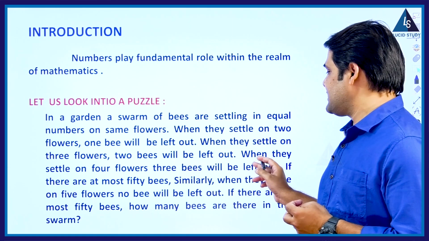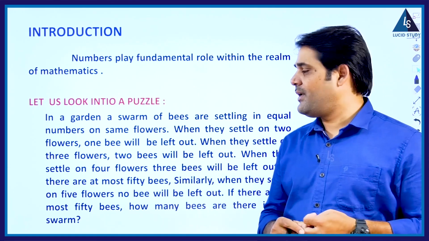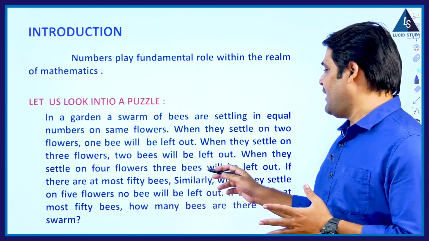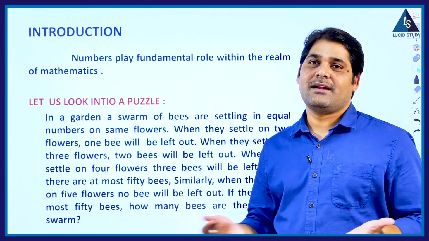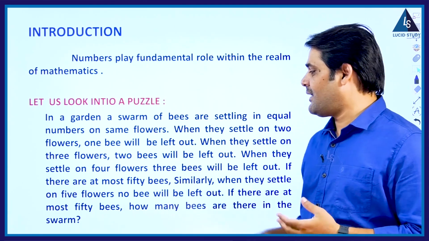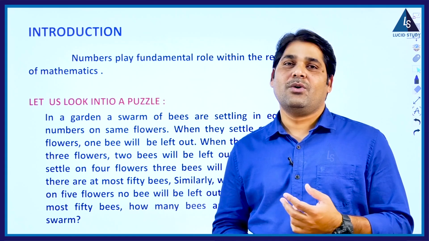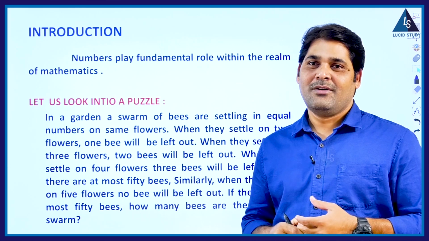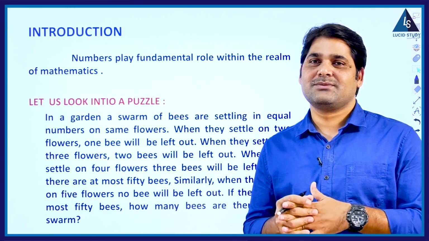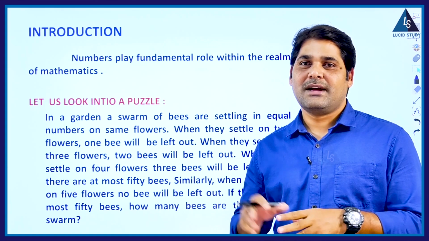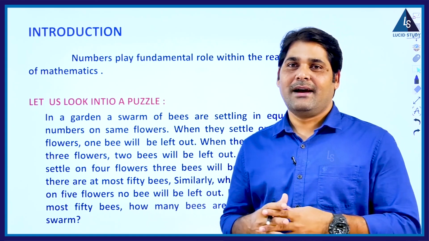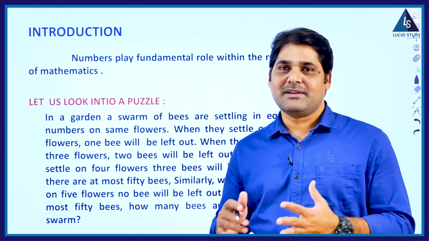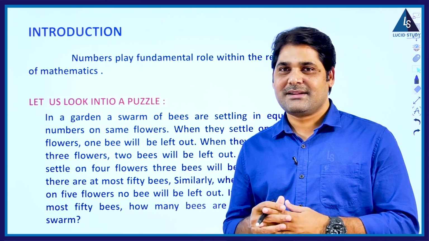Next, when they settle 4 on each flower, then 3 bees are left. When they settle 5 on each flower, then no bees are left. At most there are 50 bees in that group. So how many flowers are there in that garden, and how many bees are there? To understand this type of puzzle, we need numbers. That much importance numbers have in our real life, not only for purchasing and time, but for solving these types of puzzles, we require the number system.